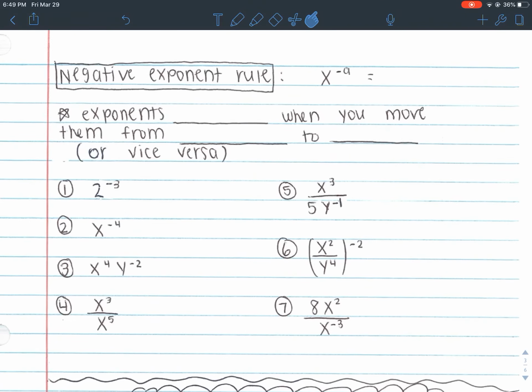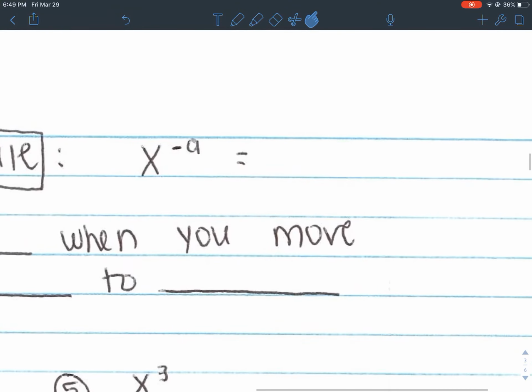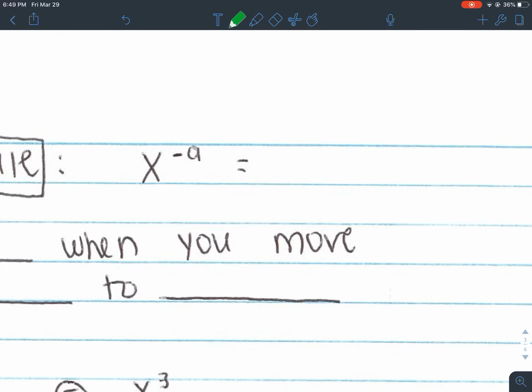All right, negative exponent rule. This is the new one. This one's the one that we have a lot of trouble with. I will show you why at the very end.